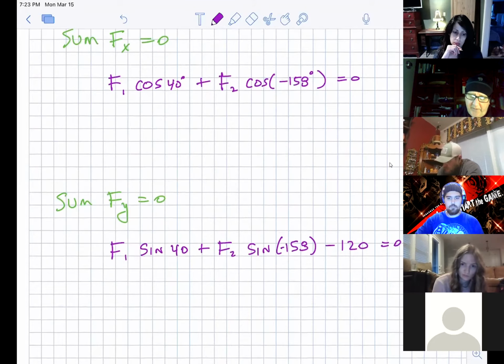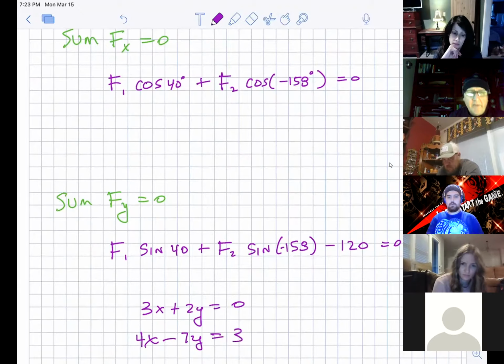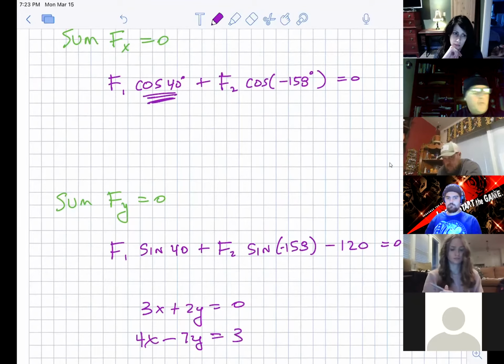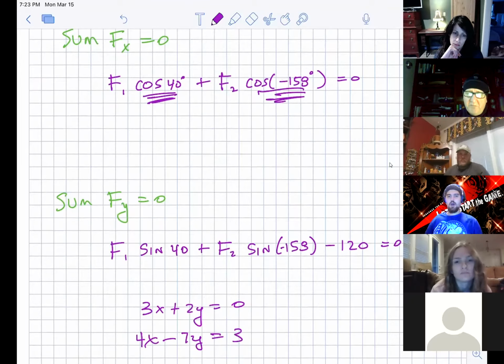I'm wondering if you see this as kind of like 3x plus 2y equals zero and 4x minus 7y equals three. You've done this in previous classes. Can you solve that even though this is kind of weird looking? So that's not three. It's just some weird decimal number. So that's not two. It's some weird decimal number. Doesn't mean you can't do it.